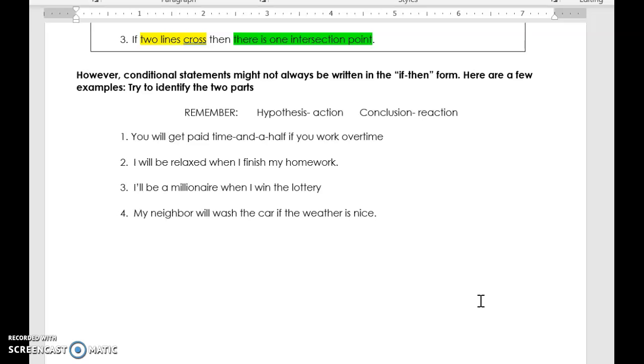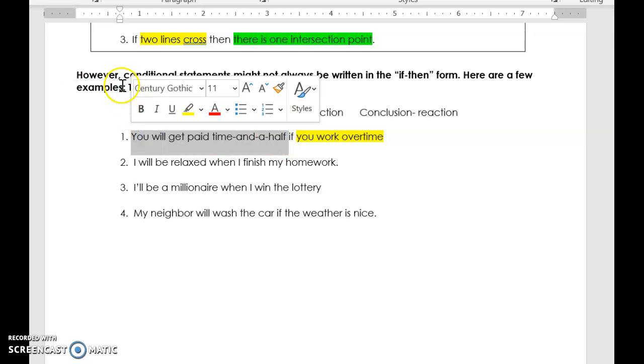Now this one gives you a little bit of a clue. The hypothesis is actually you work overtime. So the thing that happens first, the action, is you're working overtime. What happens as a result of that? What is my reaction? You're going to get paid time and a half.